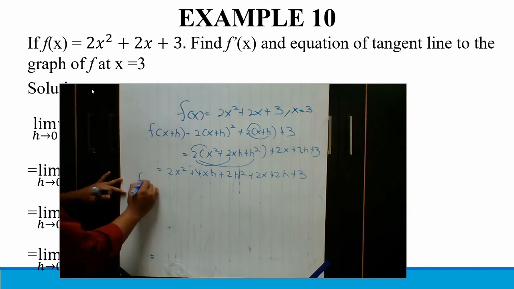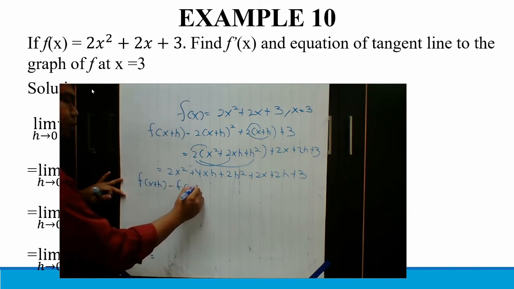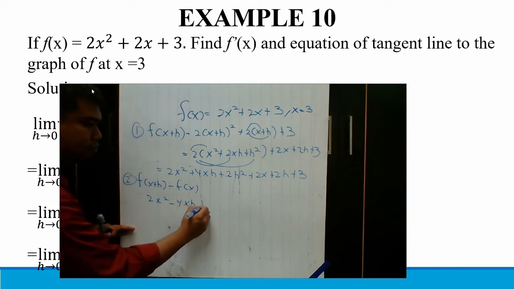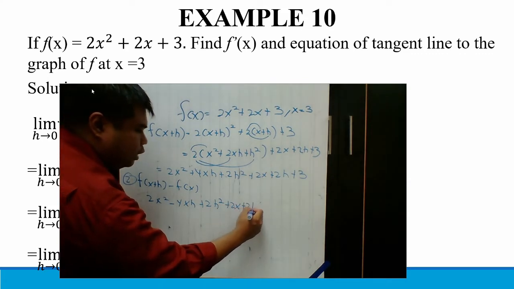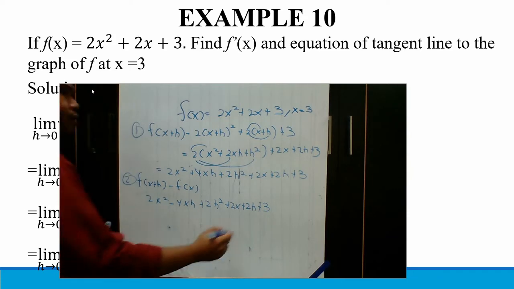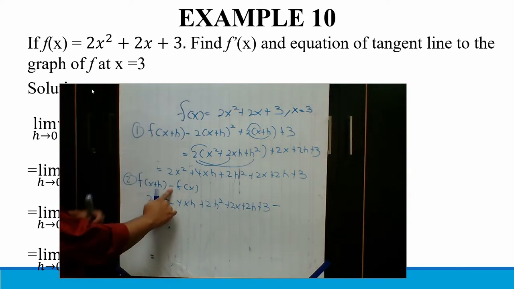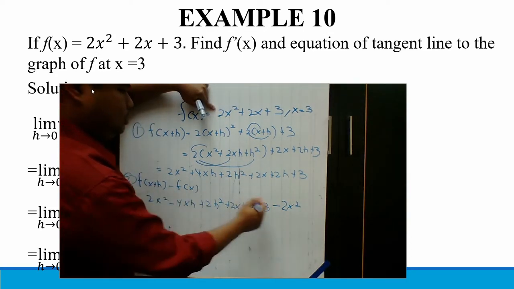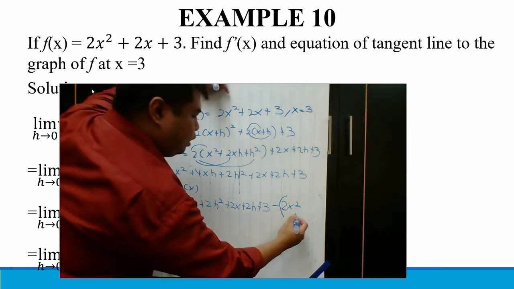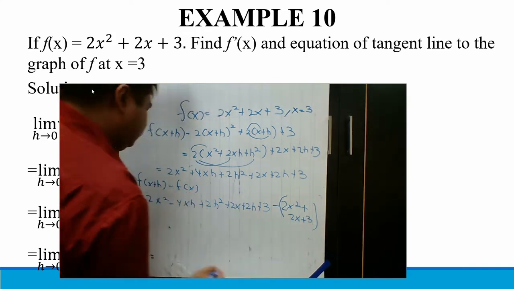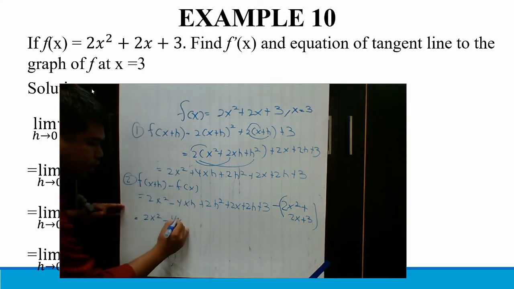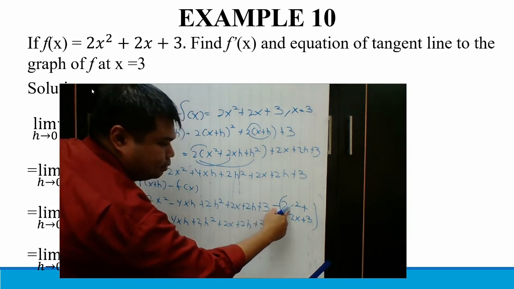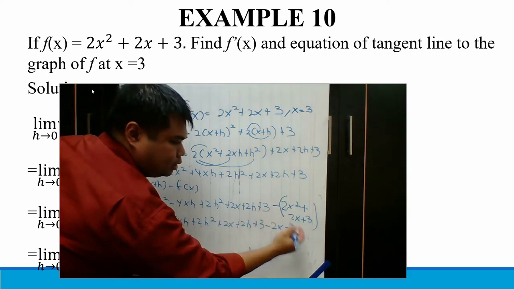Now f(x+h) minus f(x), this is the second step. 2x squared plus 4xh plus 2h squared plus 2x plus 2h plus 3, minus, let's see, minus 2x squared minus 2x minus 3.